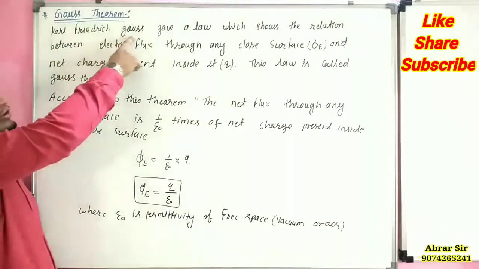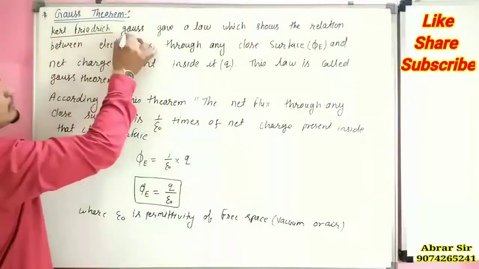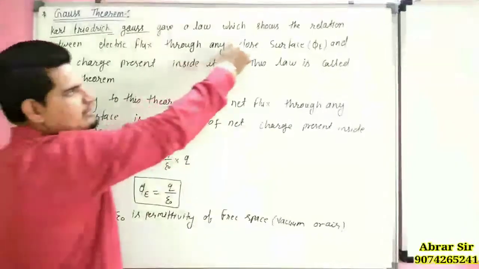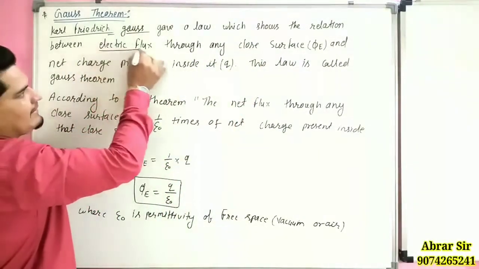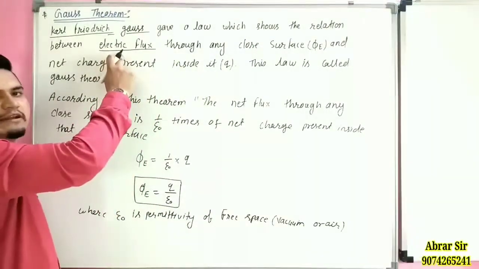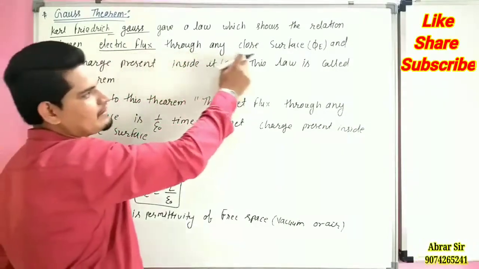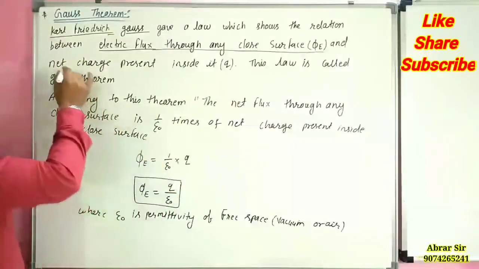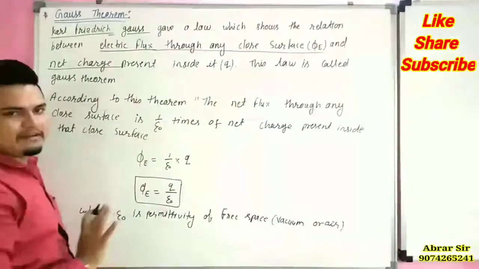Carl Friedrich Gauss gave a law which shows a relation between electric flux, and we know that electric flux is denoted by phi E, through any closed surface and the net charge present inside it.